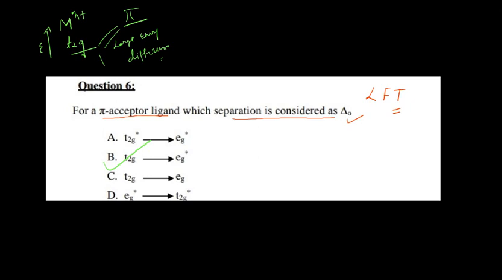Okay, so once again you can listen properly. For pi acceptor ligands, the ligands' vacant pi orbitals have very high energy in comparison to the metal T2g orbitals. Consequently, the metal T2g orbitals are lowered in energy after the formation of the pi bond, and when this happens, delta O is now greater in value. When delta O is greater in value, it corresponds to this kind of transition, T2g to eg. So the electron will transfer from here to here. This is the option, but this is a theoretical question. Now moving to the next problem.